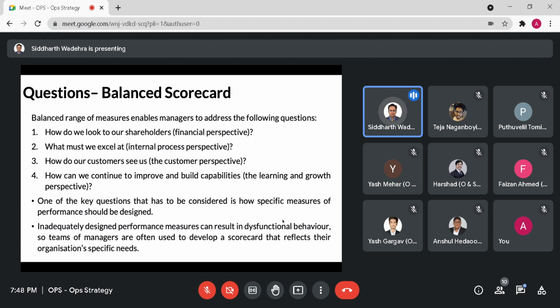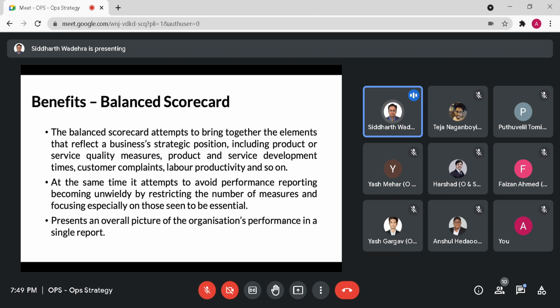And if you do not have these measures in place, the monitoring and control bit, it can result in dysfunctional behavior. And usually a balanced scorecard is a good approach to look at from a monitoring and control perspective. Some of the advantages of the balanced scorecard: it brings together elements that reflect an organization's strategic position, and all the key elements and all the metrics that might be important for that organization to implement its operational strategy effectively.